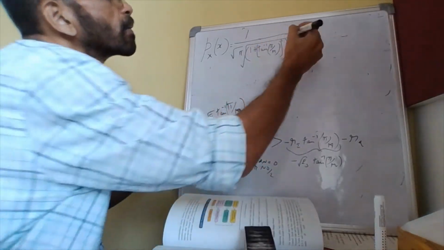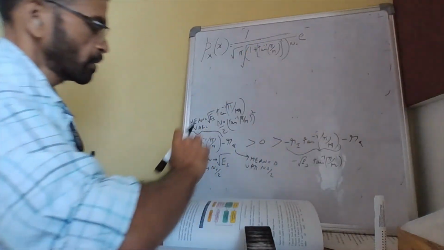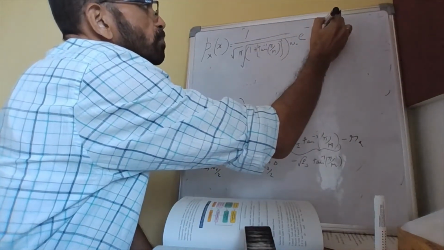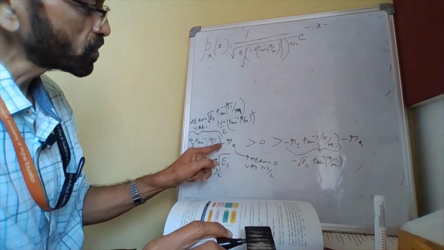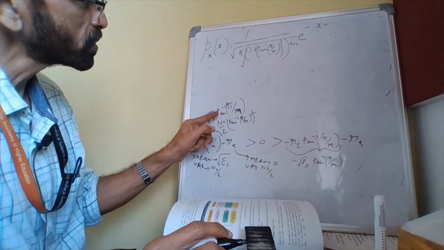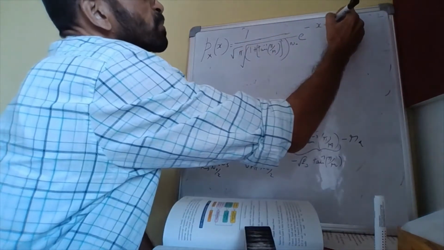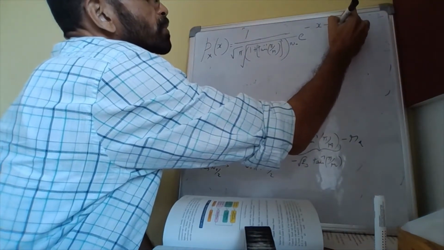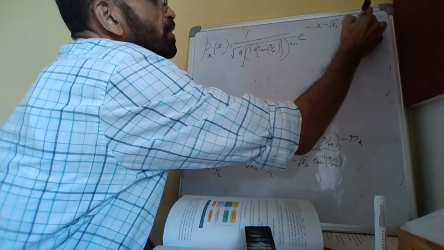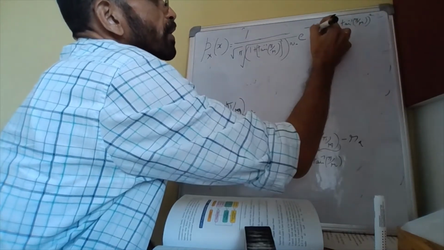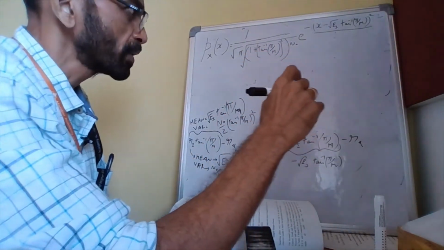Right, and e power minus of x minus, what is the mean? The mean is the sum of the means of the two. The mean of this is 0, the mean of this is root es tan inverse pi by m. So the mean will be root es tan inverse pi by m. x minus root es tan inverse pi by m whole square divided by 2 sigma square.